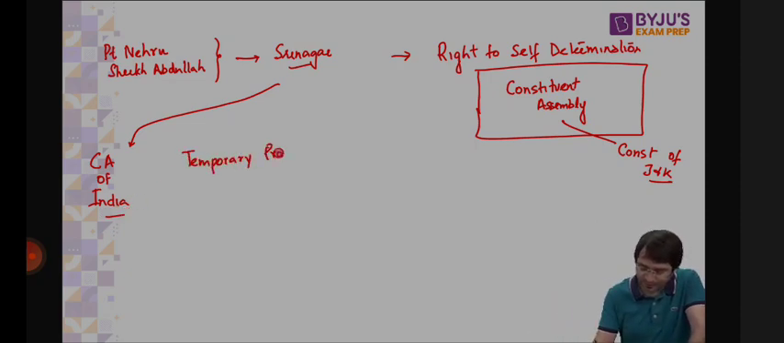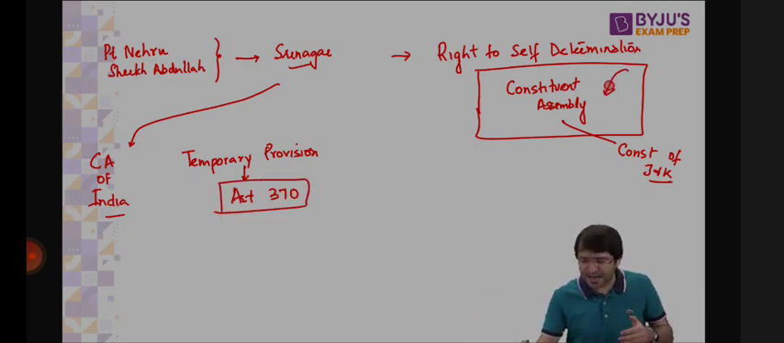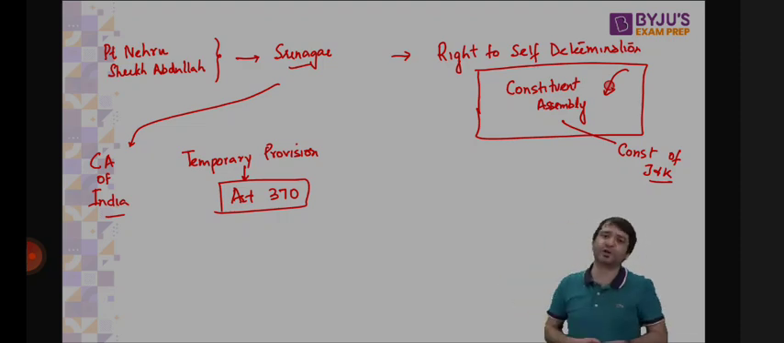Temporary provision in the form of Article 370 of the Constitution. Why temporary? Till the time Jammu and Kashmir has its own constituent assembly, which will frame its own constitution, and that constitution will define the relationship between India and Jammu and Kashmir. Till that time, what should be the relationship between the two countries? How should the Indian constitution apply to Jammu and Kashmir? For that, we should have a temporary provision known as Article 370.